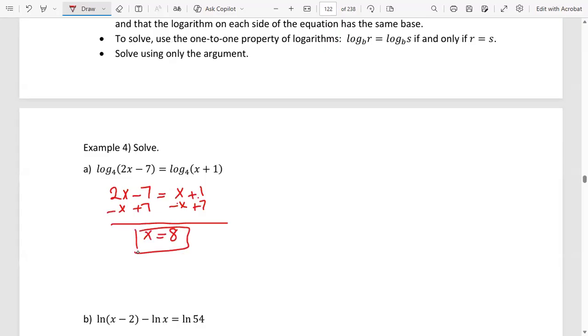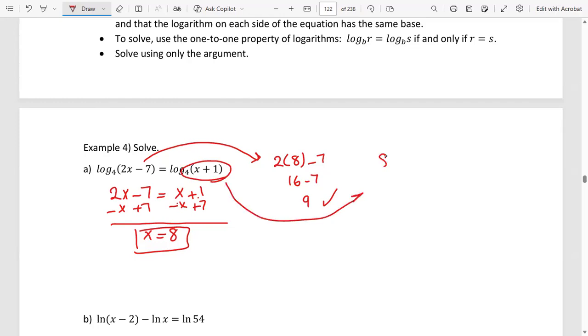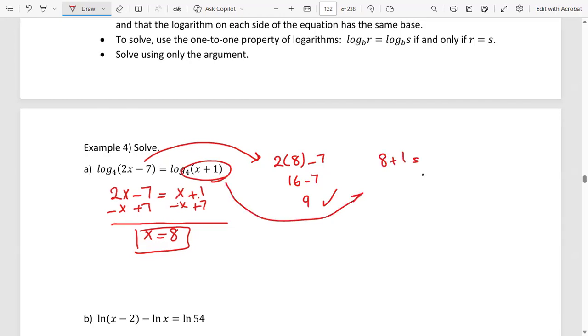But as I said, after finding a solution for every equation, we need to go back and replace the x by that number and make sure that inside the log is always positive. If you replace the x by 8, you will get 2 times 8 minus 7, which is 16 minus 7, it's 9, so it's positive, it's okay. If you replace the 8 here, you get 8 plus 1, which is 9, and it's also positive. So we checked and everything is fine, and we can accept 8 as a solution.